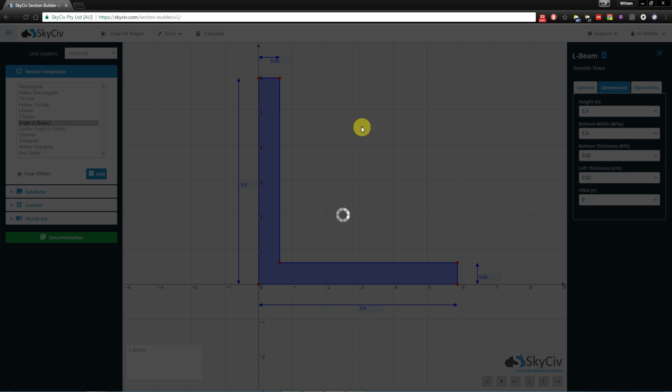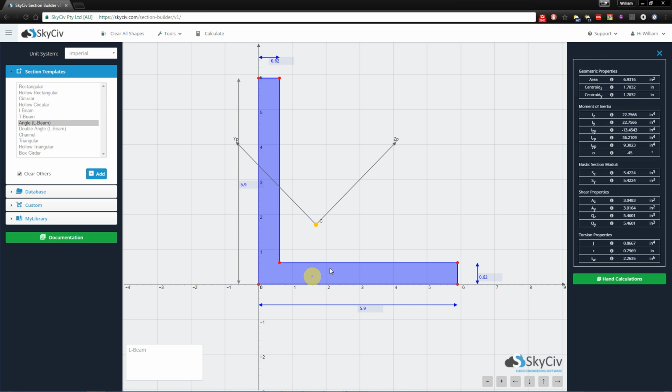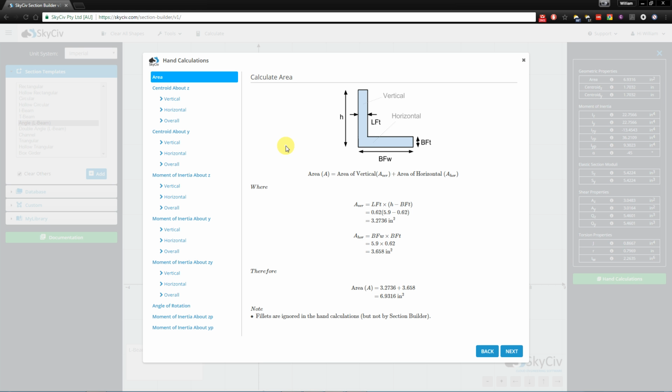I've just added a regular L-beam or an angle bracket, and I've set the fillet to 0 because hand calculations don't take into account fillets. After the solve is completed, you'll be given the results as normal, but there's now a new hand calculation button available here. If you click hand calculations, you're presented with a series of steps showing you how to calculate the area, the centroid, and the moment of inertia.